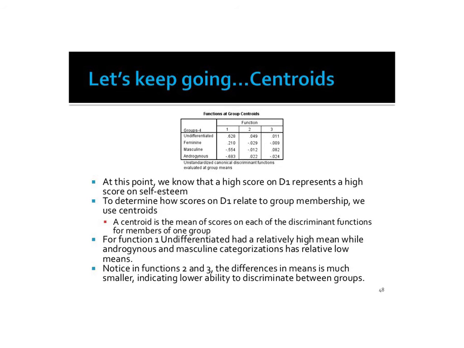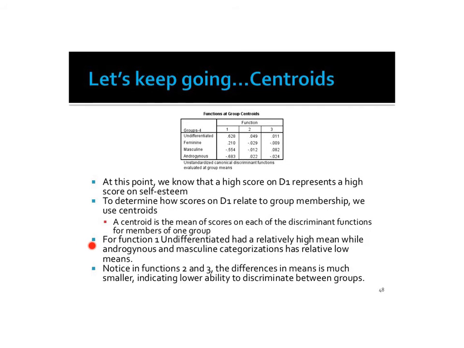At this point, we know that a high score on D1, or function 1, represents a high score on self-esteem because of the positive significant standardized correlation. To determine how scores on D1 relate to group membership, we use centroids. A centroid is a mean of a score on each discriminant function for members of one group.